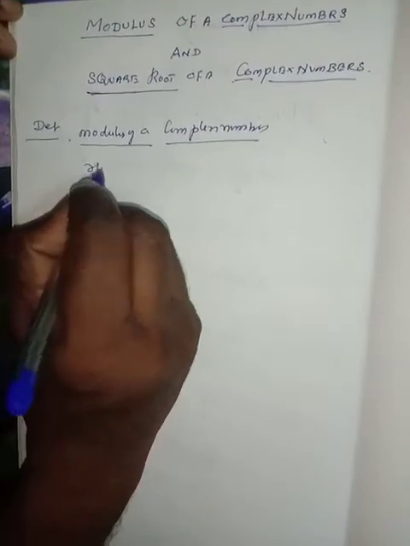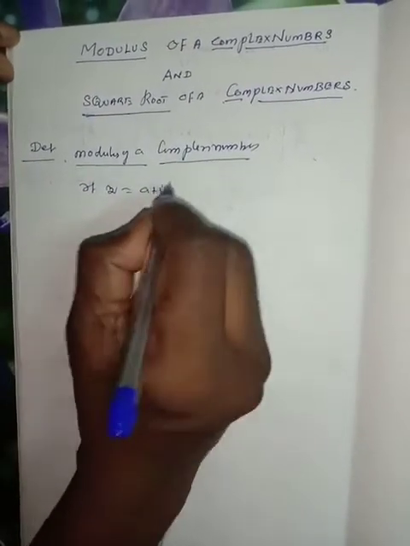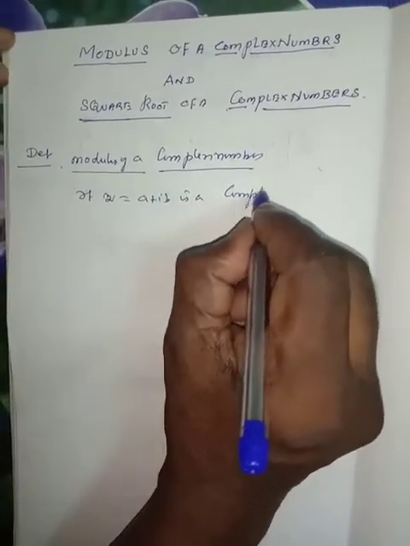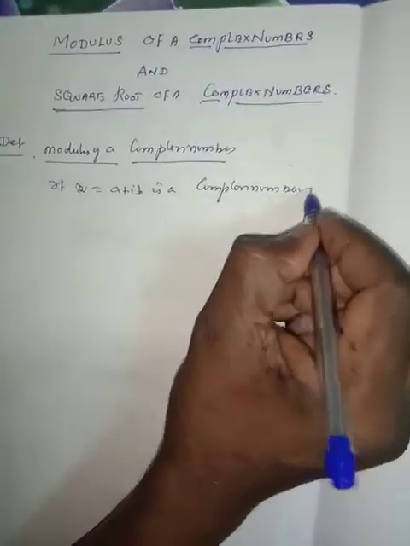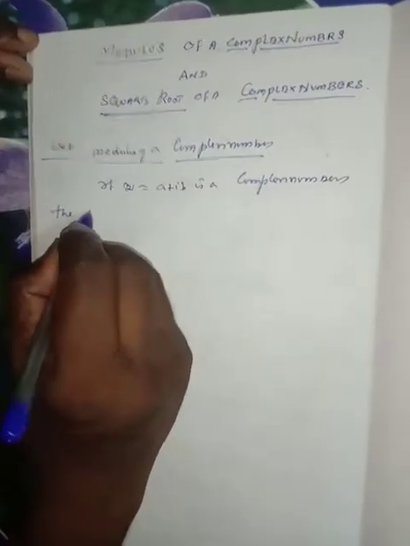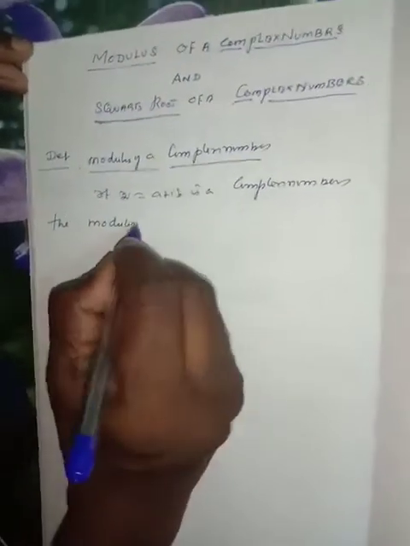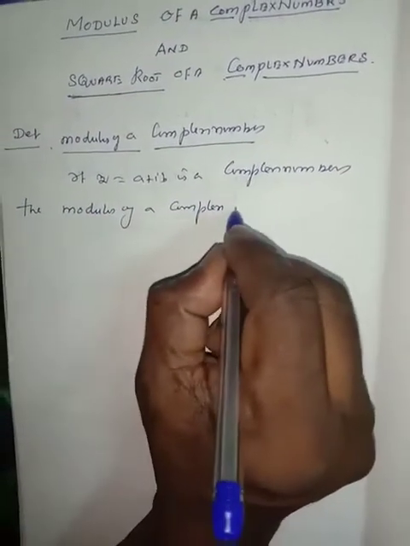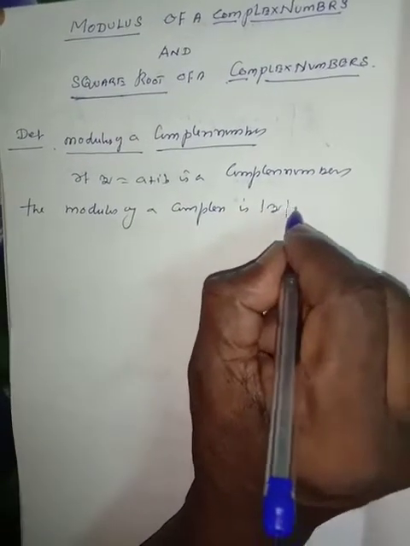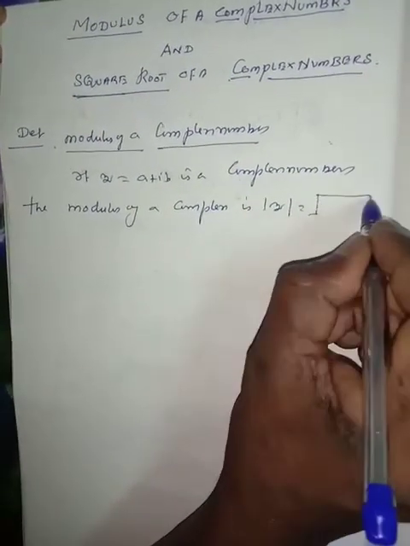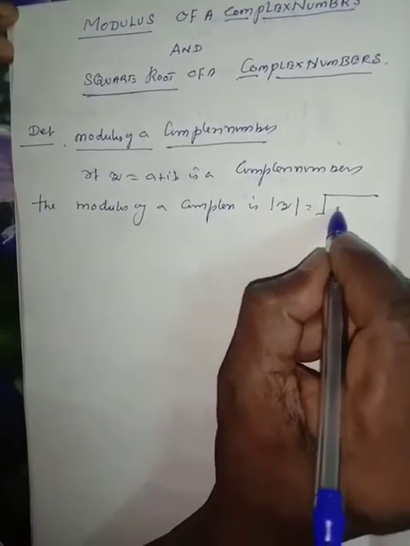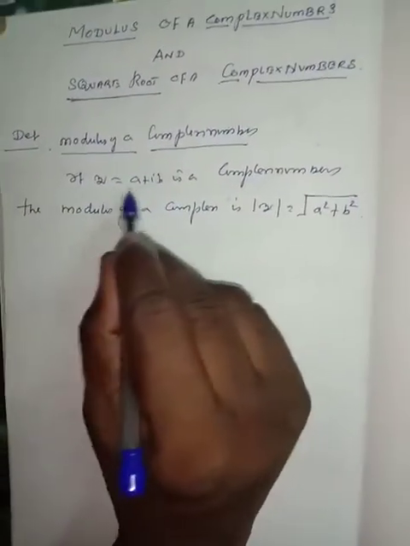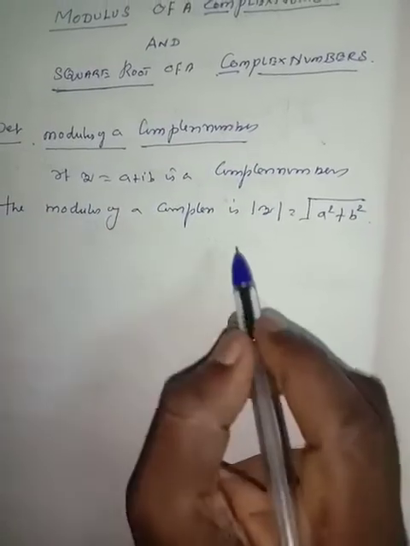If z = a + ib is a complex number, then the modulus of the complex number is |z| = square root of (first real part squared plus second real part squared). a and b are real parts. a + ib is a complex number.